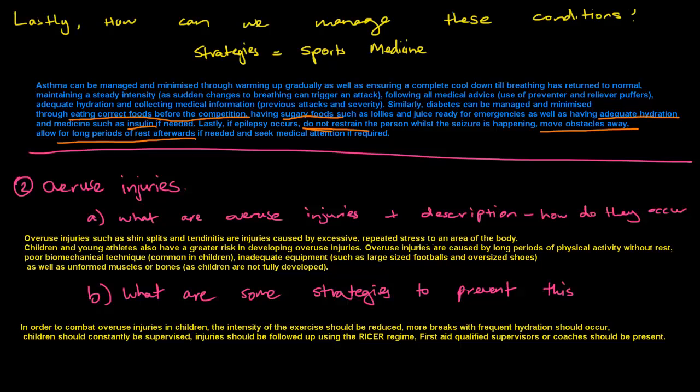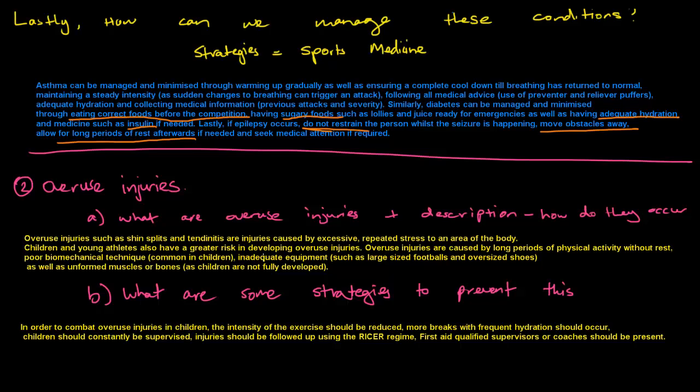So overuse injuries such as shin splints and tendonitis are injuries caused by excessive repeated stress to an area in the body. So you guys already probably know this because we've done it in critical question 1. That's just a basic definition. Now I go into why it's important for children and young athletes and how we have to maintain it.